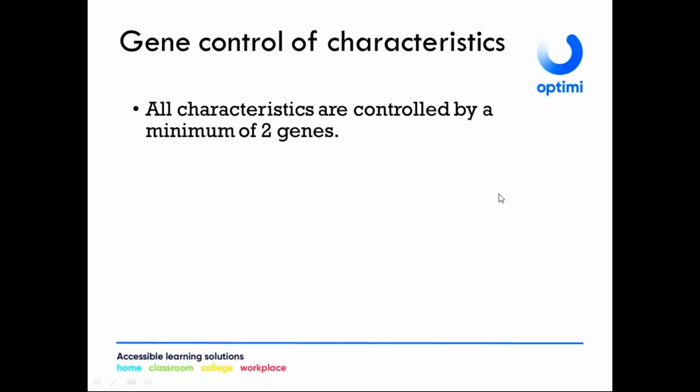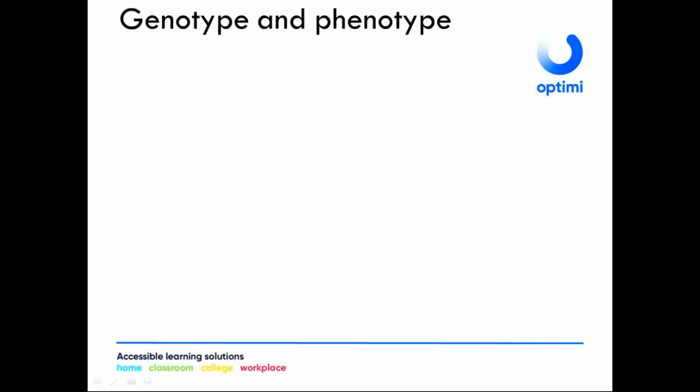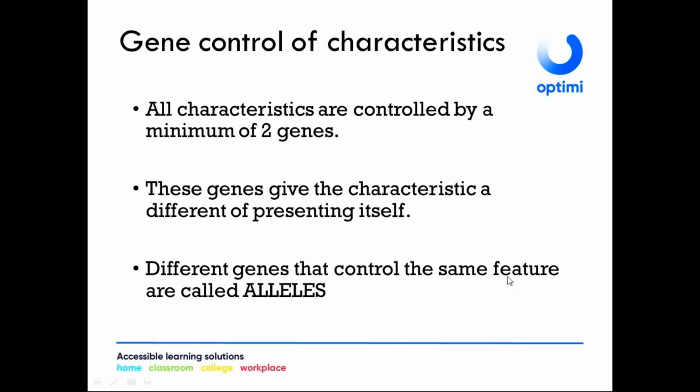All characteristics are controlled by a minimum of 2 genes, one of which you inherit from your mom and one of which you inherit from your father. These genes give the characteristic a different way of presenting itself. Different genes that control the same feature are called alleles, and we're going to look at this in the next couple of slides, what alleles are, by looking at a picture. Different genes that control the same feature are called alleles.